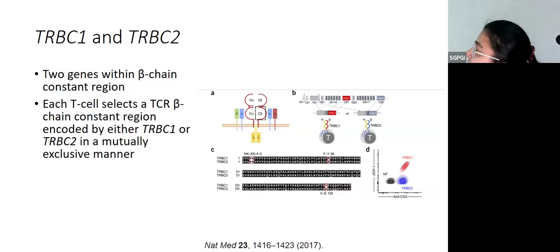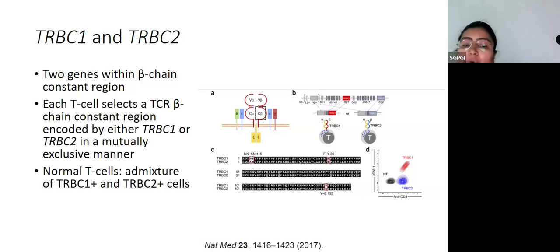And they have very minimal differences in nucleotide, but these T cells, when they rearrange their TCRB gene, select either TRBC1 or TRBC2. So this particular T cell has selected TRBC1 and this particular T cell has selected TRBC2, right? So the pattern that you have is a normal sample will have an admixture. So this is TRBC1 positive and by default, the blue cells are TRBC1 negative.